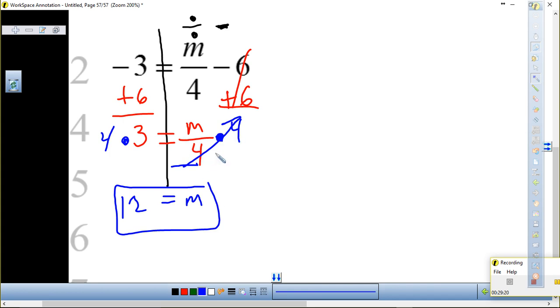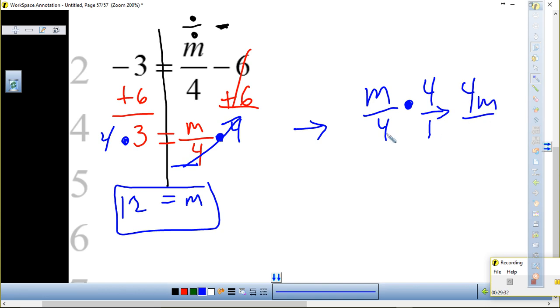Now, why was I able to do this? Let me show you over here on the side. M over 4 times 4. If I put 4 over 1, this becomes M times 4 is 4M. 4 times 1 is 4. And what is 4 over 4? 1. Do you guys see that? That's why I was able to do this right here. Yes? Let's do one more.